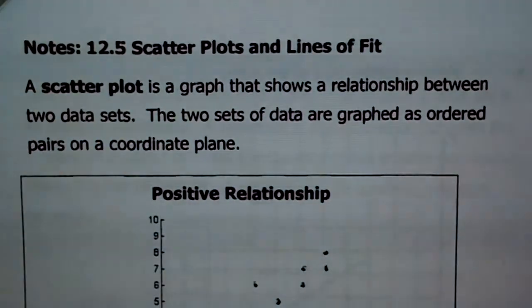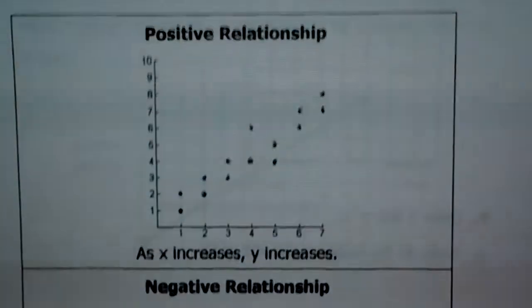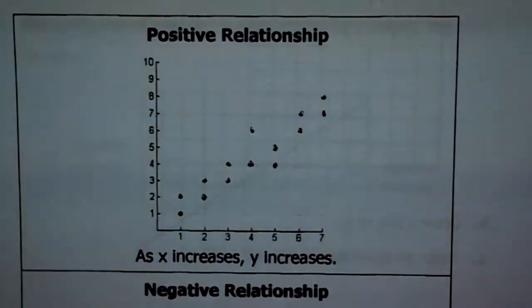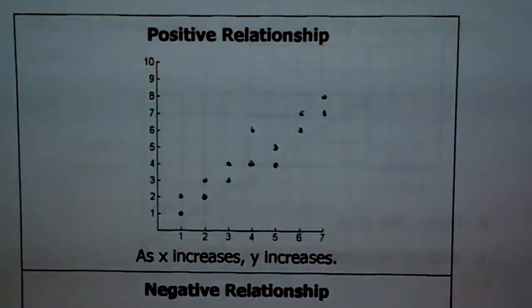A scatter plot. I think you've seen these before. It's a graph that shows a relationship between two data sets. The two data sets are graphed as ordered pairs on a coordinate plane. With a scatter plot, we're not connecting the dots at all. It's just a bunch of ordered pairs. And there are some different relationships you need to notice, how the data are related, or the correlation of the data. That's a word you'll be hearing a lot in class.